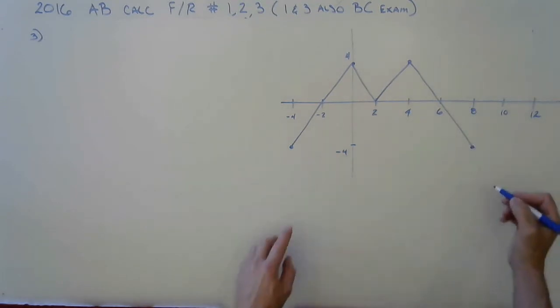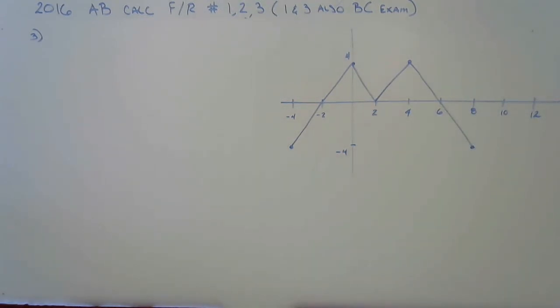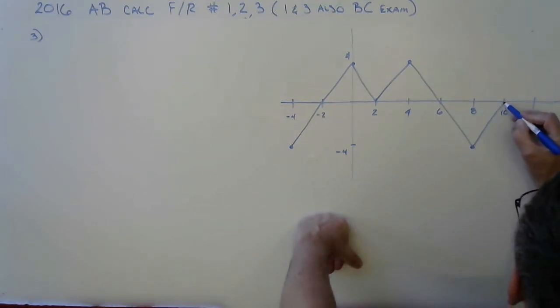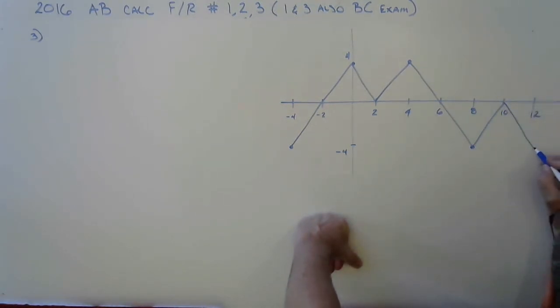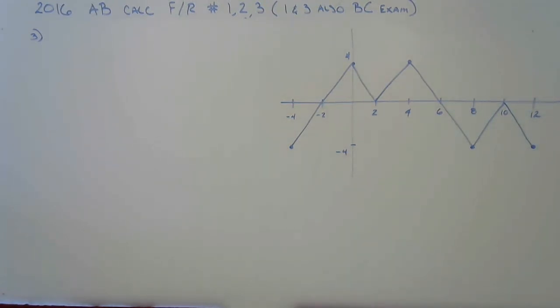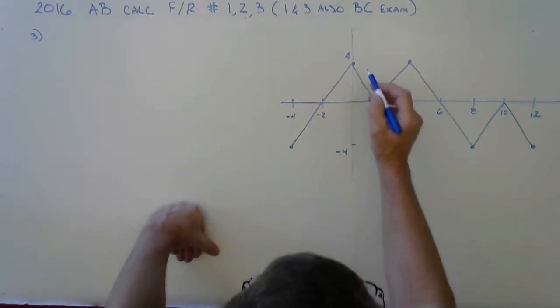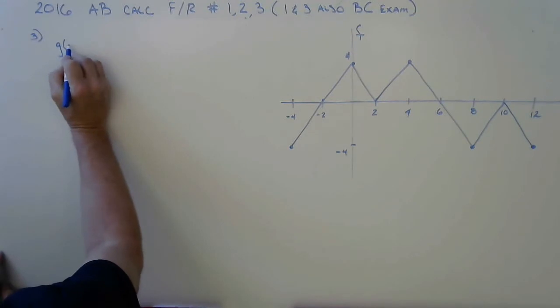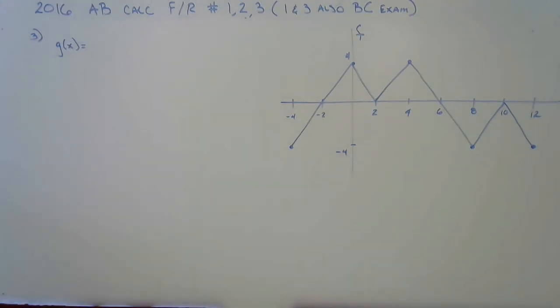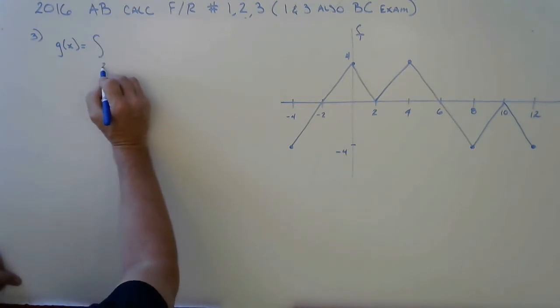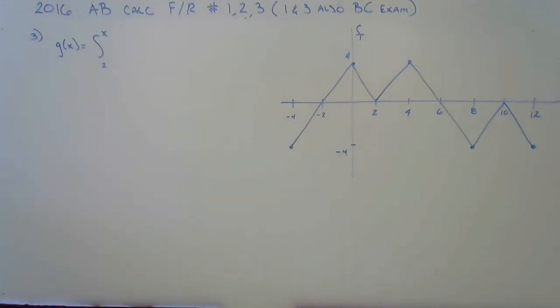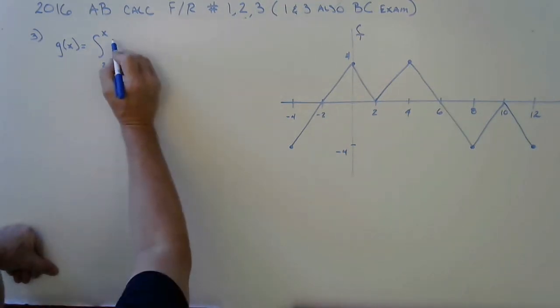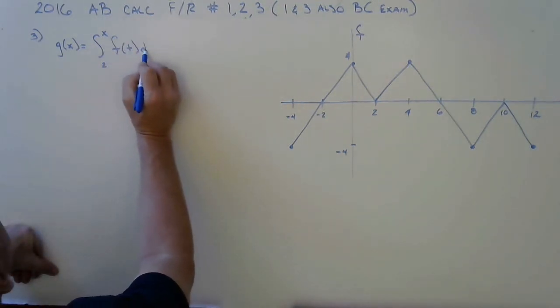All right, so we have this. And then at 10, we're 0, and at 12, we're -4 again. All right. So this is our graph that they've given us, and this is, remember, the graph of f. They've told us this is a piecewise linear function. Now, they've defined for us a new function, g. And g is our friend, the area accumulating function from 2, make sure you see that, from 2 to x of f of t dt.